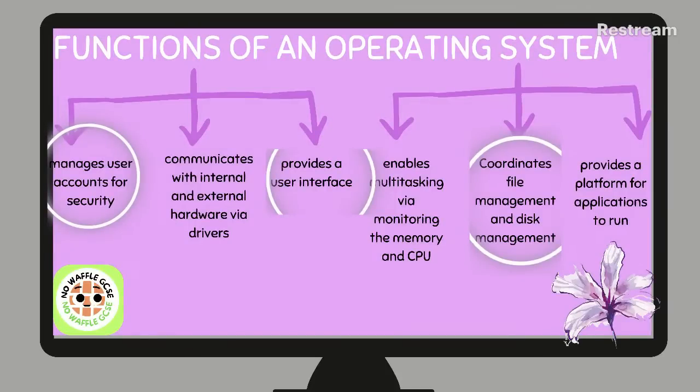Now, functions of an operating system. Firstly, it manages user accounts for security, communicates with internal and external hardware via drivers. Now, you also need to be aware of all of these as well. It provides a user interface. It enables multitasking via monitoring the memory and CPU. It coordinates file management and disk management, and it provides a platform for different applications to run. So let's now go individually at all of these.